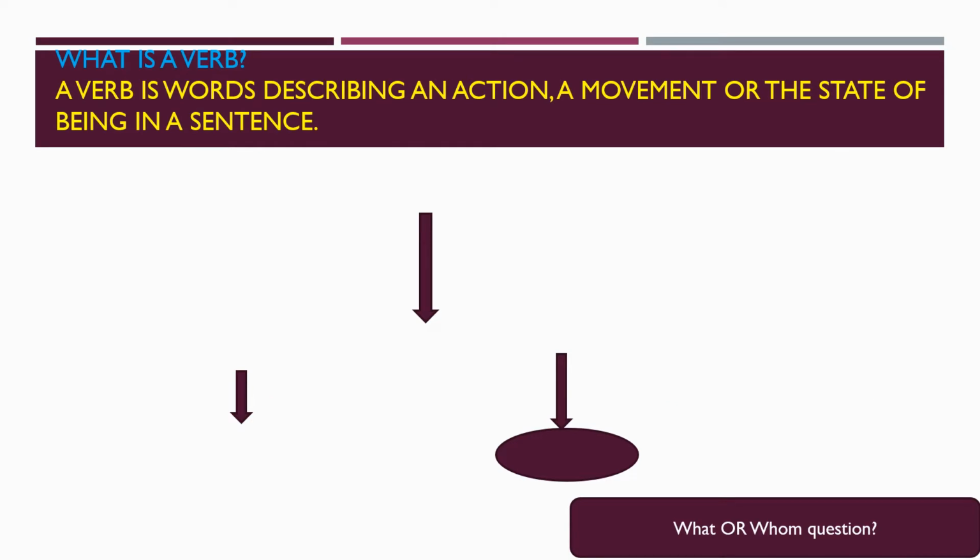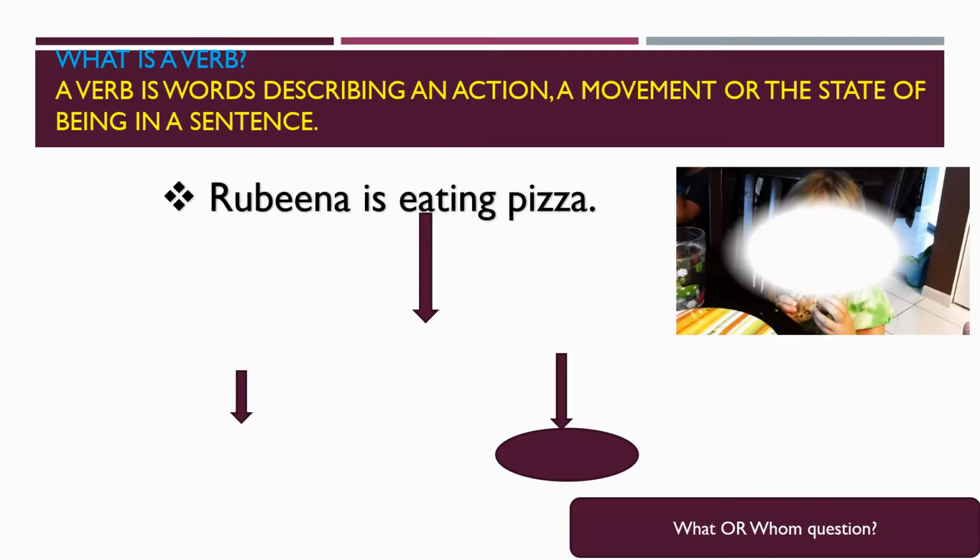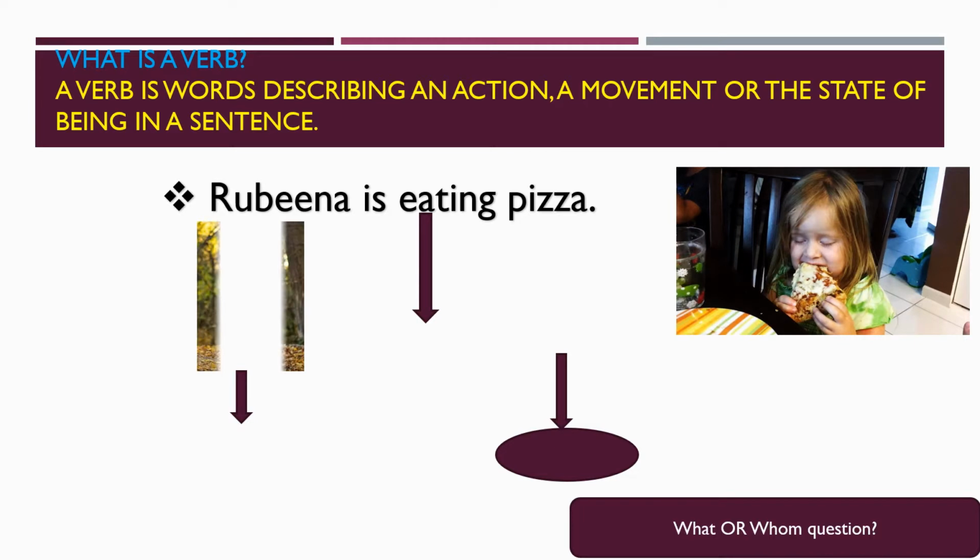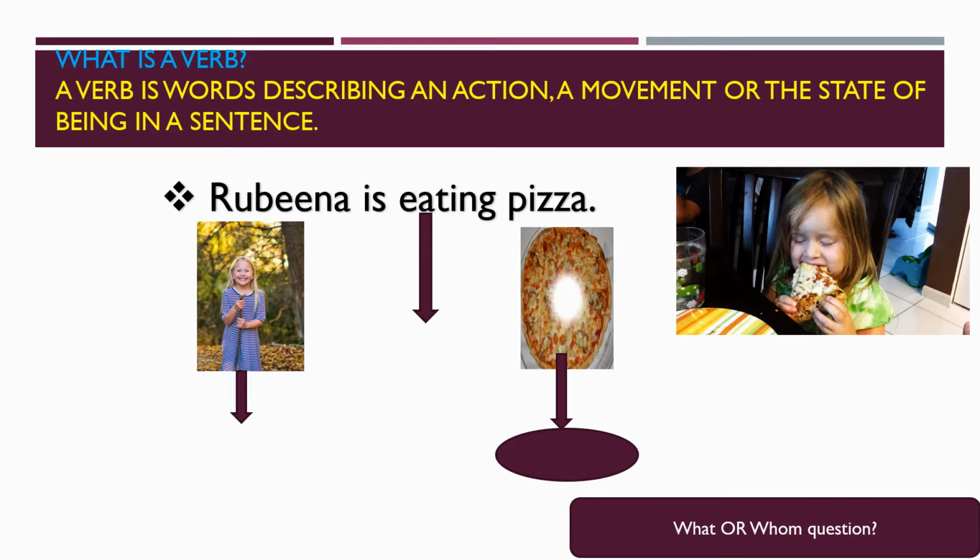What is a verb? A verb is a word describing an action and a movement or that state of being in a sentence. For example, Rubina is eating pizza. Who is the doer of the action? Rubina. So, she is a subject here. What is the action performed by Rubina? Eating. So, it is a verb.